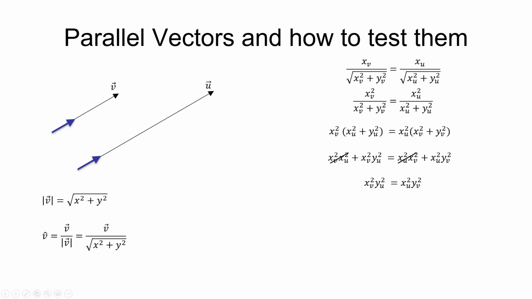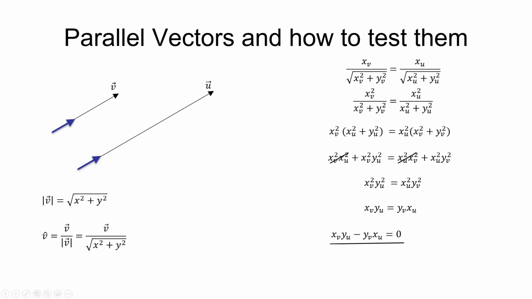If the squares are equal, then the values under the squares must be equal too. So xv yu equals yv xu. And one more step, moving both terms to one side, we get this final formula: xv times yu minus yv times xu equals 0. Why is this formula so special?